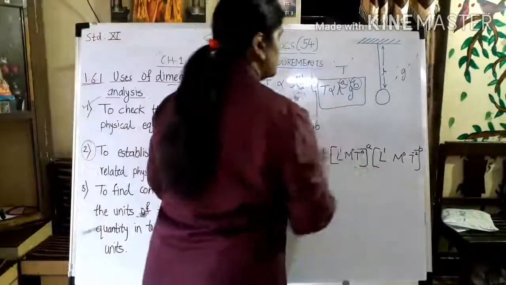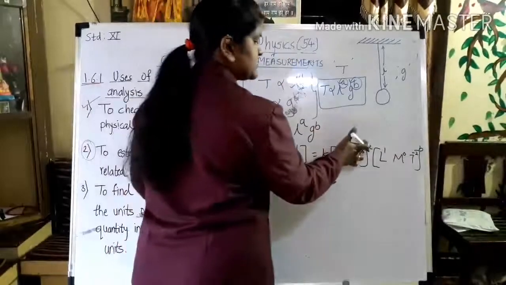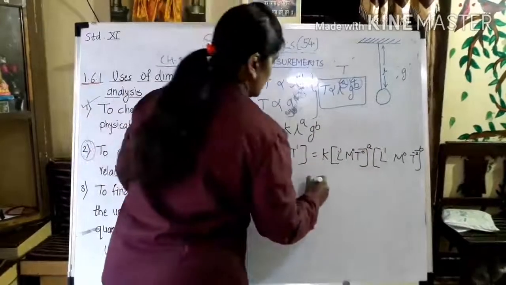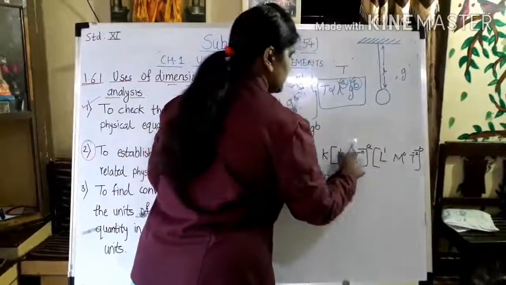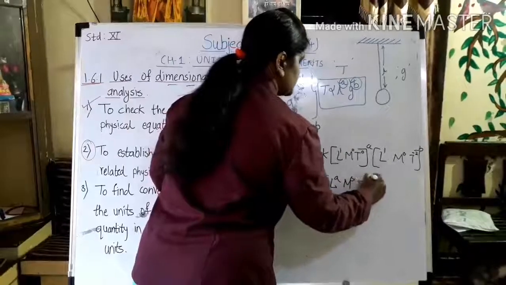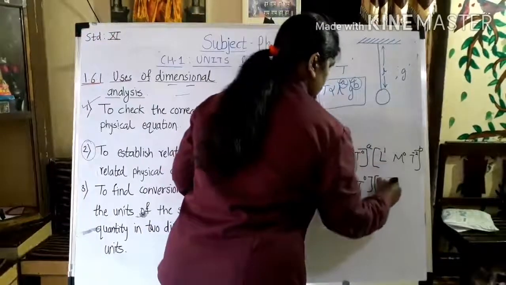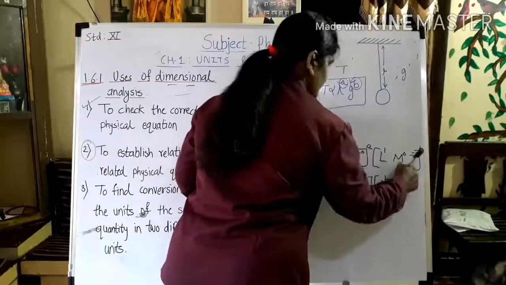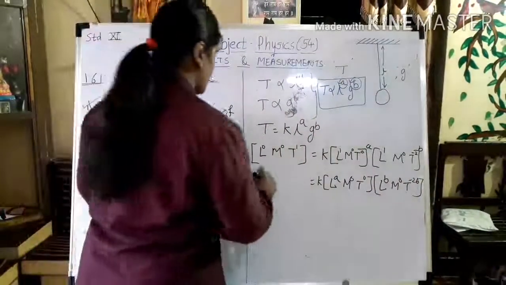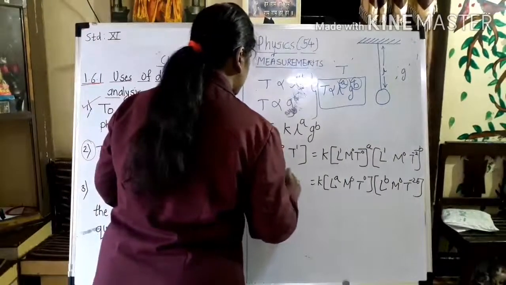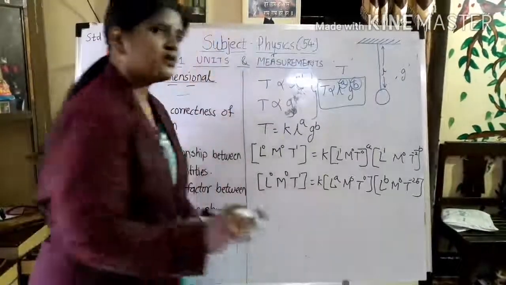Now we are going to solve this. As you can see, this is raised to a and this is raised to b, so we have to multiply this inside the bracket. So it will be L raised to a, M raised to 0 and T raised to 0. Next, L raised to b, M raised to 0 and T raised to -2b. Now on this side I have L0, M0 and T1. As K is a constant, we are not going to consider that.